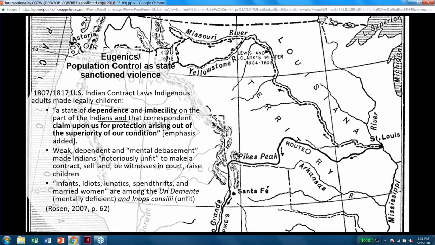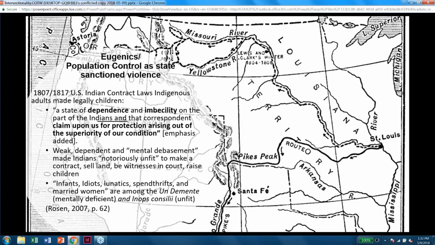So what I want to draw your attention to really is the first bullet point on this slide. In 1807, some of the first Indian contract laws made indigenous adults children. And the decision of the court says that Indians are under a state of dependence and imbecility on the part of the Indians, and that correspondent claim upon us for protection arising out of the superiority of our condition. So essentially, the judges were basically saying we need to save these stupid people. That's how it translates in my brain.